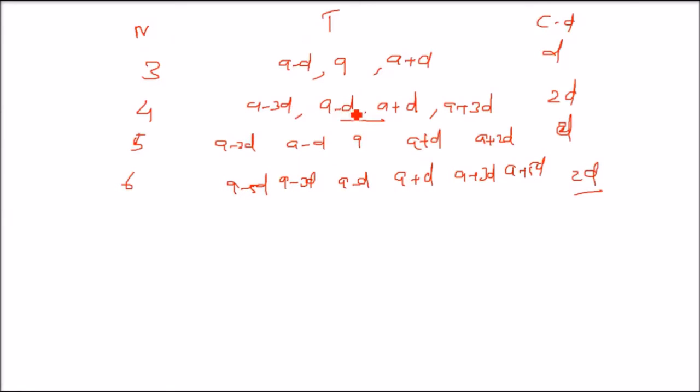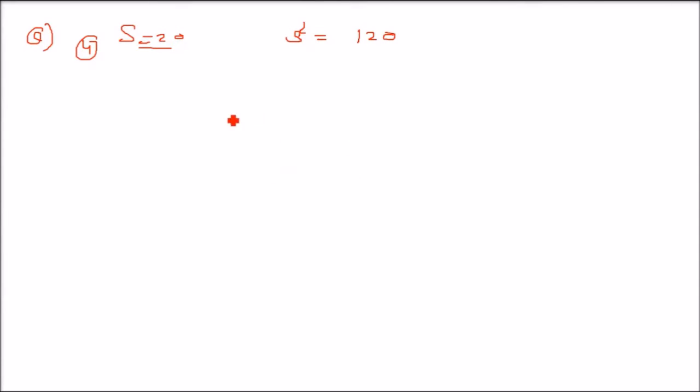See, a minus 3d, a minus d, a plus d, a plus 3d. These are the 4 terms you are going to take: a minus 3d, a minus d, a plus d and a plus 3d. The sum of these terms is 20. We have taken these 4 terms.